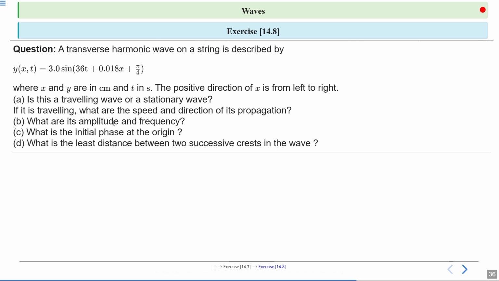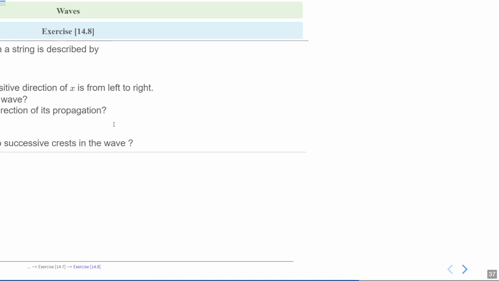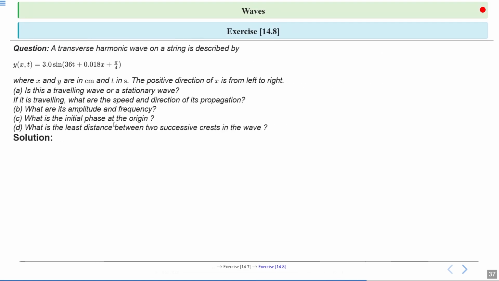A. Is this a traveling wave or a stationary wave? If it is a traveling wave, what are the speed and direction of its propagation? B. What are its amplitude and frequency? C. What is the initial phase at the origin? D. What is the least distance between two successive crests in the wave? Let's see the solution.